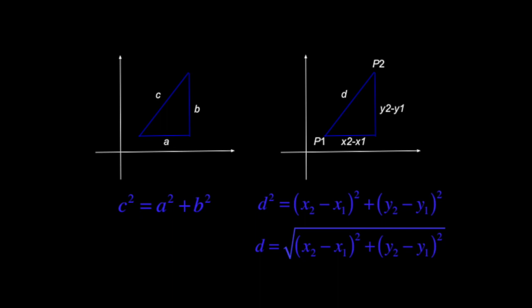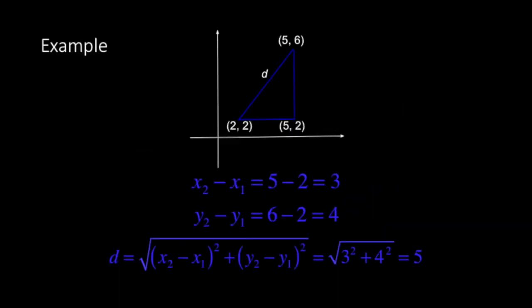But notice that a segment between the left-hand end of the horizontal line and the upper end of the vertical segment forms the hypotenuse of a right triangle. Thus, the Pythagorean theorem applies. The horizontal leg is x2 minus x1, and the vertical leg is y2 minus y1. By the Pythagorean theorem, the square of the hypotenuse is equal to the sum of the squares of x2 minus x1 and y2 minus y1. Take the square root of both sides, and that gives you the distance formula. D equals the square root of (x2 minus x1) squared plus (y2 minus y1) squared.